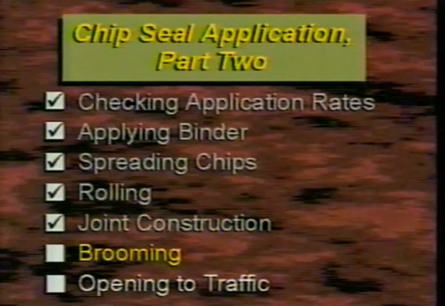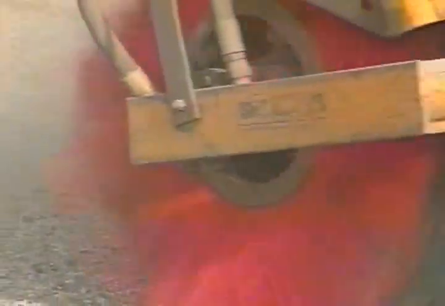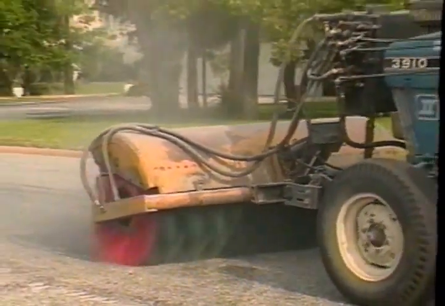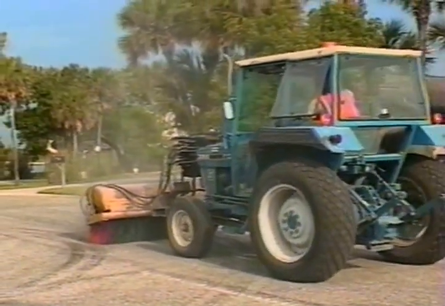Now let's look at brooming. While some amount of loose chips is unavoidable, they need to be removed by light brooming to prevent broken windshields, and also to keep them from dislodging the bonded chips. But be sure the brooming itself doesn't dislodge the aggregate. If it does, suspend it until a good bond has formed between the binder and chips. Also, make sure the broom is not applying excessive pressure to the surface.